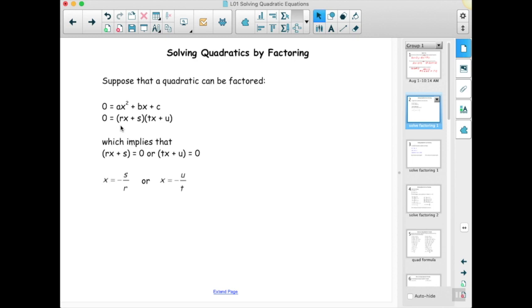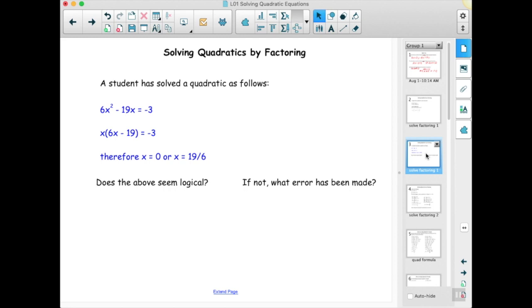So if it's factorable, then it's possible to write it like this, which means that rx plus s is 0, and that is going to give rx is negative s, which gives x is negative s over r. Or we have tx plus u is 0, so tx is negative u, so x is negative u over t. That shouldn't be new. That's straightforward.